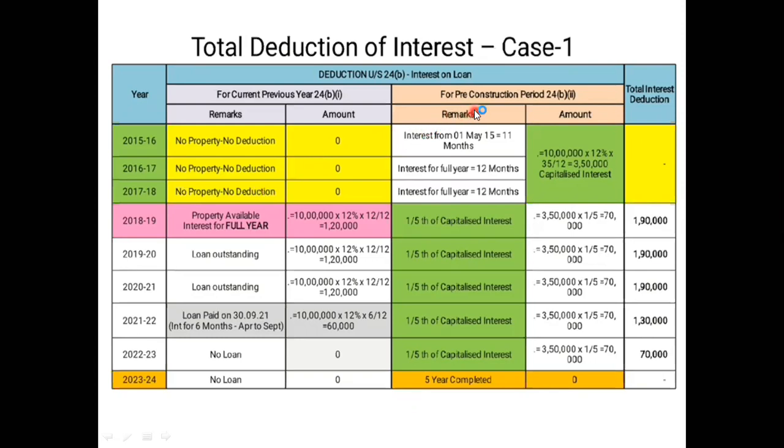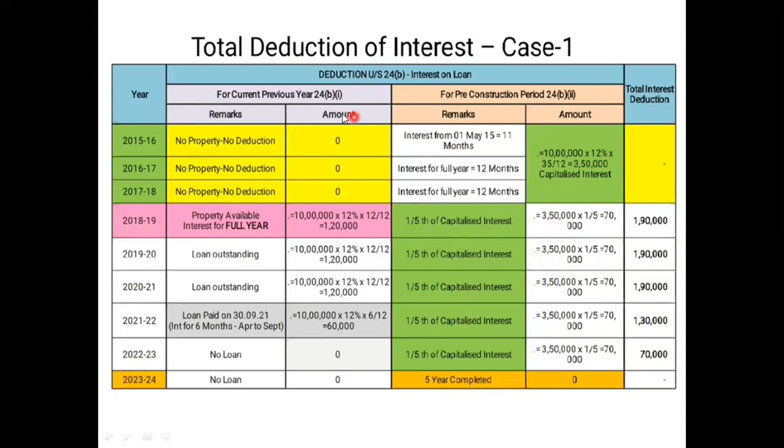Now, this column talks about the pre-construction period interest. We have already calculated the pre-construction interest under case 1 as 3,50,000. Now, this can be claimed from the financial year 2018-19 onwards for a period of 5 years following the year of completion of construction. So 3,50,000 into 1/5 will give you 70,000 rupees. So from 2018-19 onwards, the SSE can start claiming pre-construction interest of 70,000 for a period of 5 years, that is from 2018-19 till 2022-23.